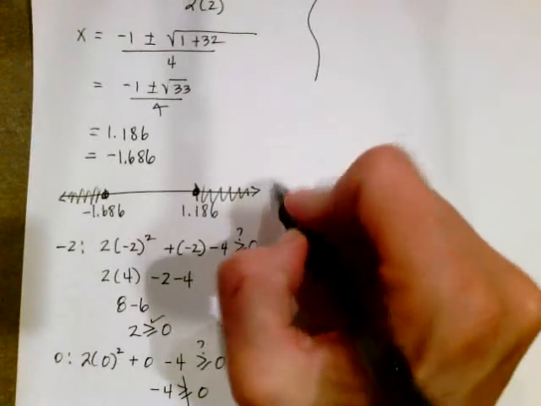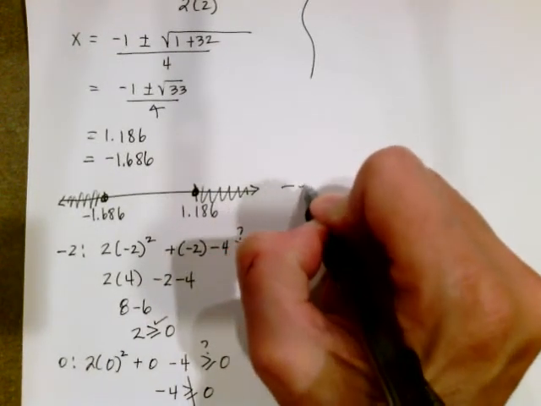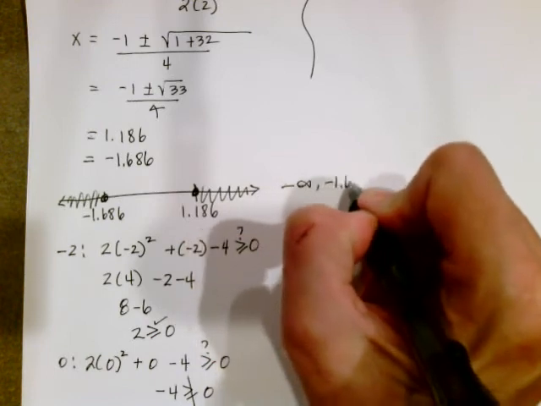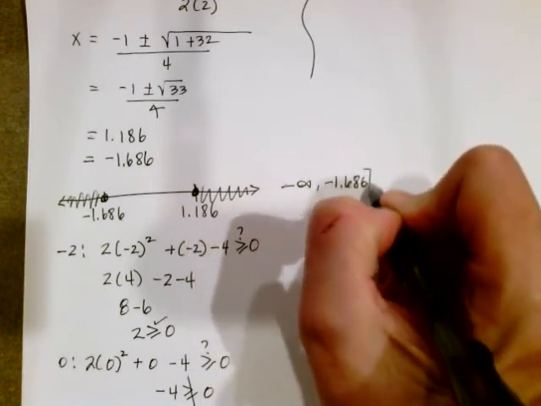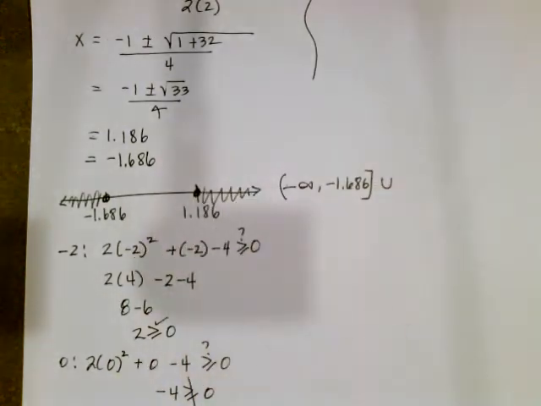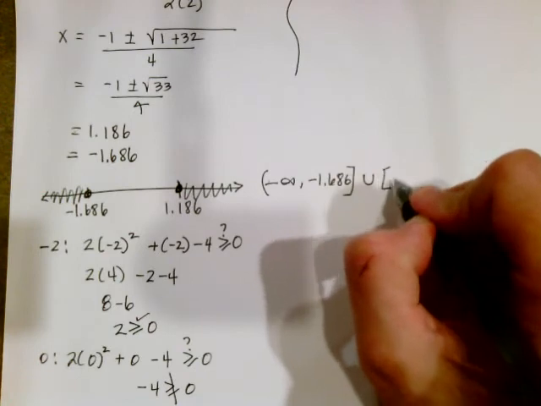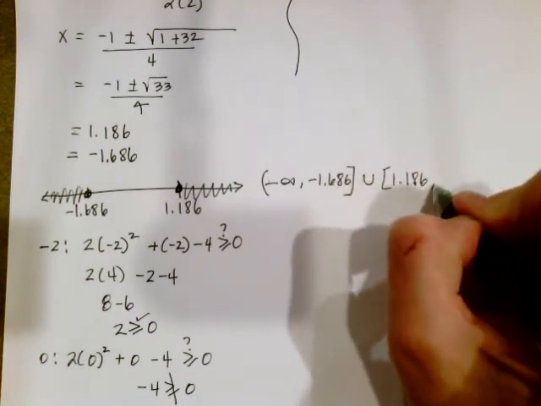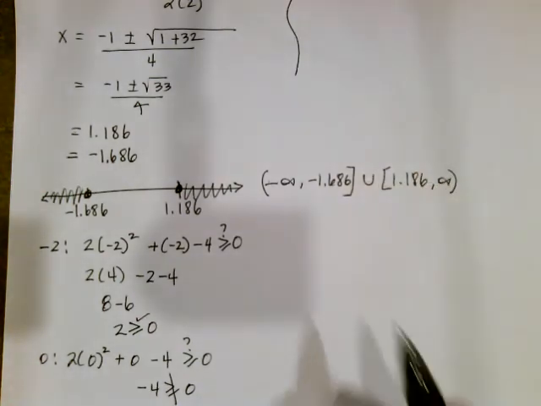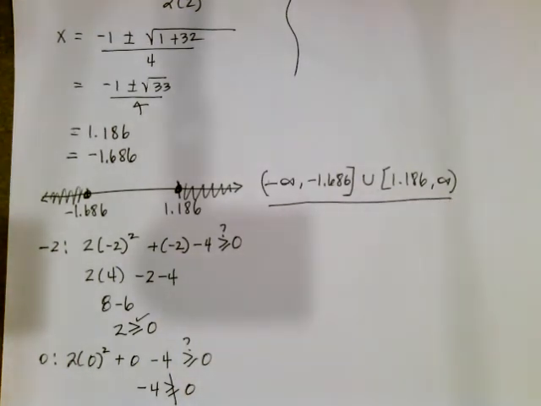So my solution, I'll just kind of write it right here. My solution is going to be from negative infinity to negative 1.686. This time that value is included because the inequality said greater than or equal to. And then it starts again at 1.186 and it goes to positive infinity. And then this is my solution algebraically to our equation.